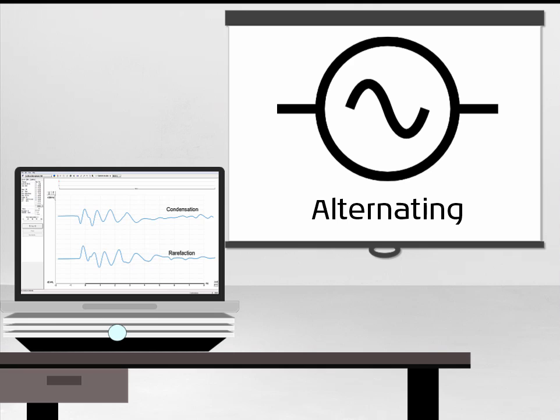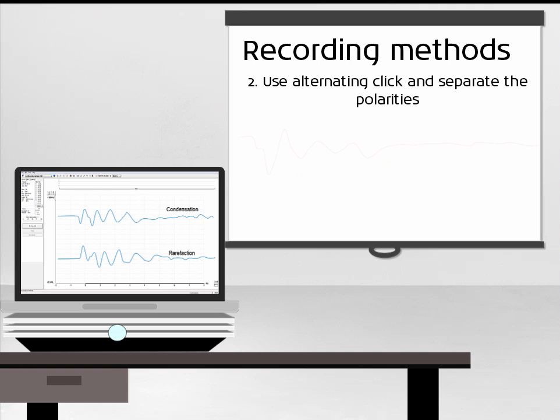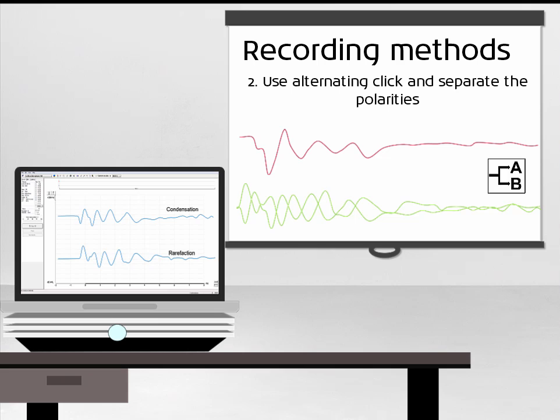Unlike the summating potential and compound action potential, the Cochlear Microphonic is an alternating current voltage that mirrors the polarity of the acoustic stimulus. Therefore, in order to record this, it is recommended to measure the condensation and rarefaction polarities separately. Alternatively, the test can be run using an alternating polarity stimulus, and the condensation and rarefaction components separated after the measurement by using the A-B buffer.